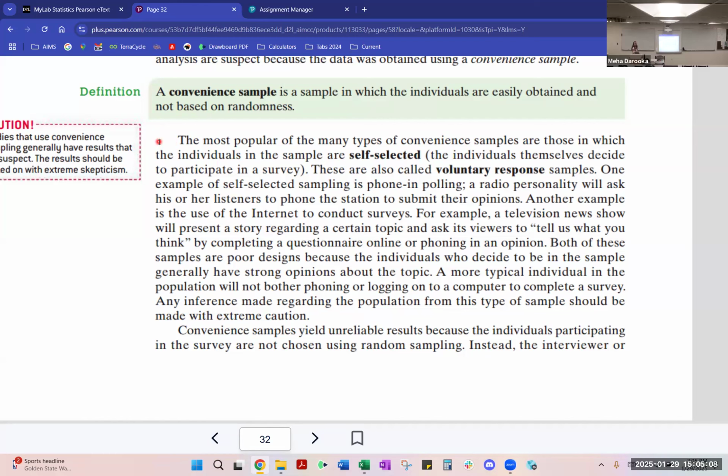A classic example would be, if you listen to a podcast or a radio show where they have live callers, right? They say, hey, call us and share your opinion. That would be an idea of voluntary response or self-selected. What happens in that case is if you feel very strongly about the topic they are talking about, then you're probably going to be the person who calls in.